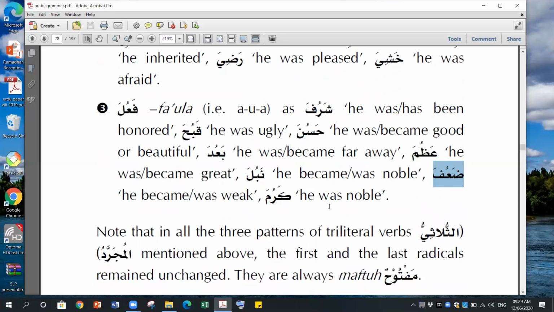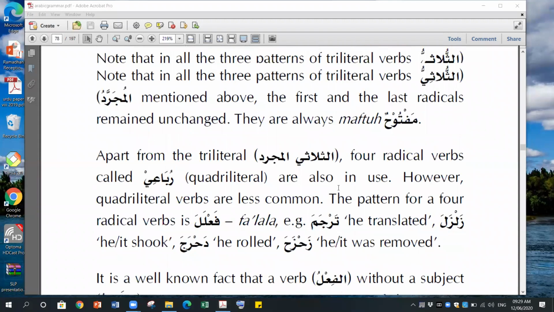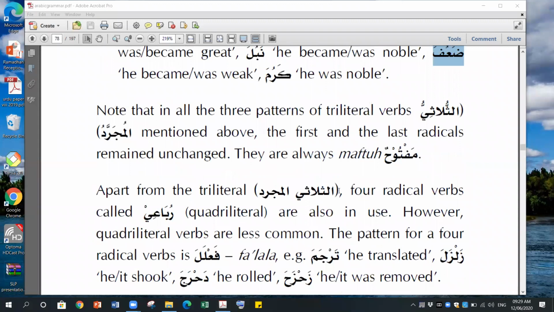Very little time is left, and I quickly want to take you to the table also. So these things are clear now. There are a total of 3 patterns: fa'ala, fa'ila and fa'ula. Most of the words come on the fa'ala pattern.